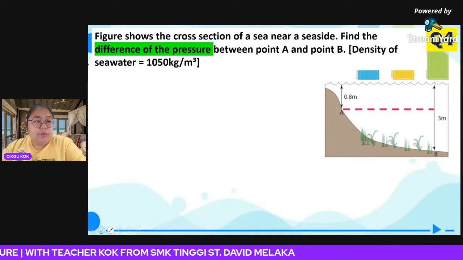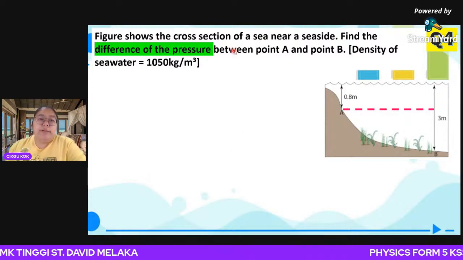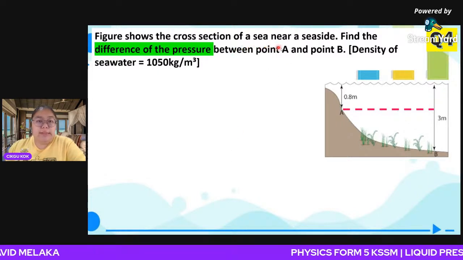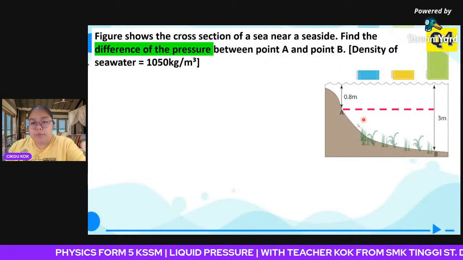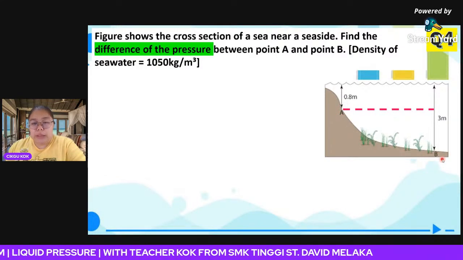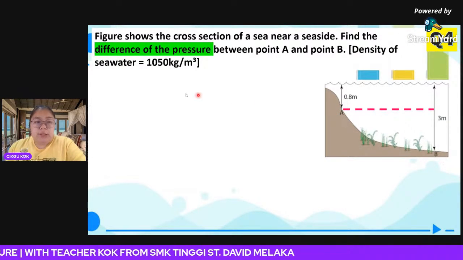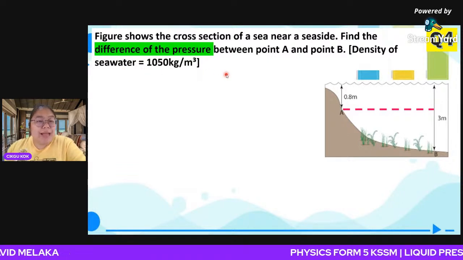Now we go to question number 4. Question 4 is about the cross section area of the sea near the seaside. Find the difference of the pressure between point A and point B. They want the pressure difference between A and B. The density is given, but the question never provided gravitational acceleration, so we just use 10.